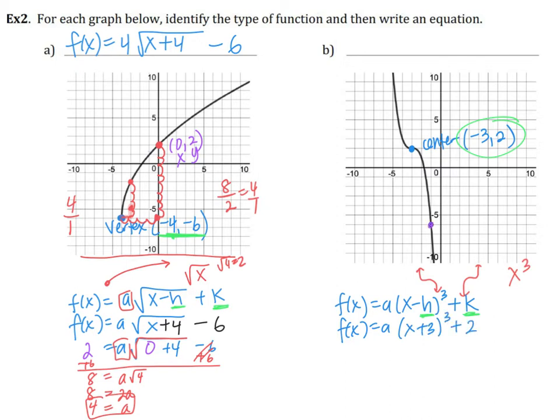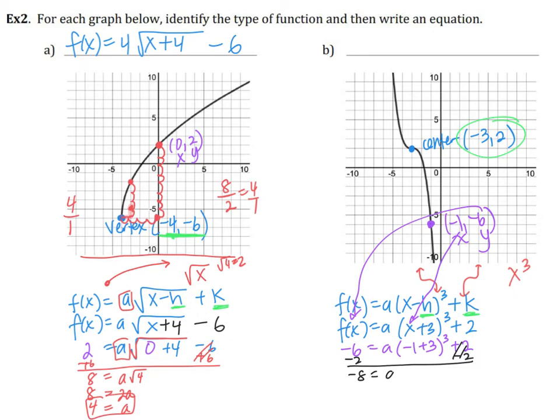Then I'm going to take this point down here, which is (-1, -6), and I need to plug it in. -6 is my y value, -1 is my x value. I'm going to plug that in to get my a value. So -6 equals a times (-1 plus 3) cubed plus 2. Order of operations, so I have to subtract my 2 first. So I get -8 equals a times... what is -1 plus 3? That's 2. So I have 2 cubed. 2 cubed is 8. So -8 equals 8a.